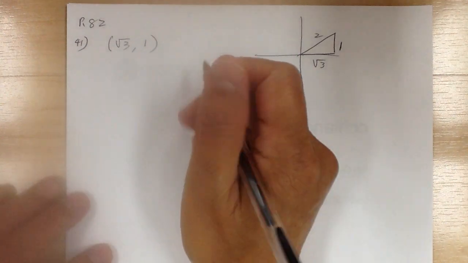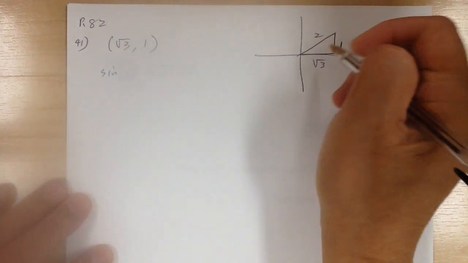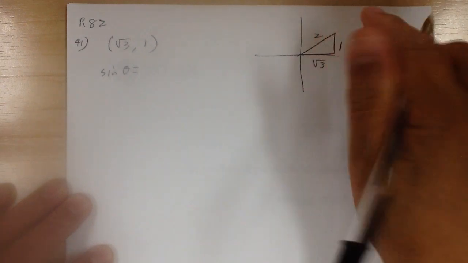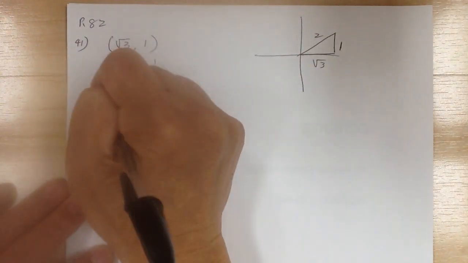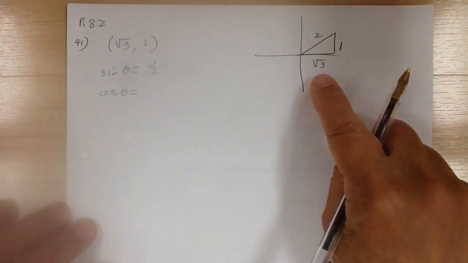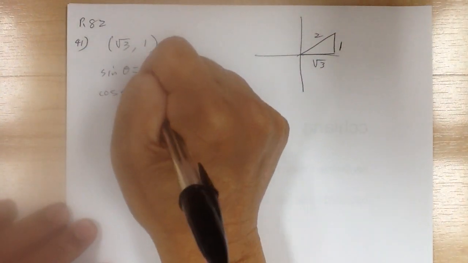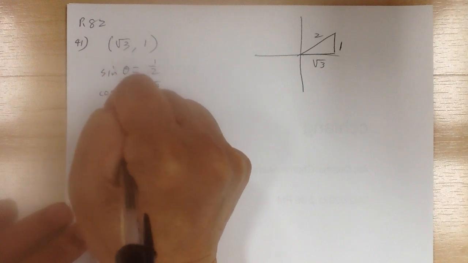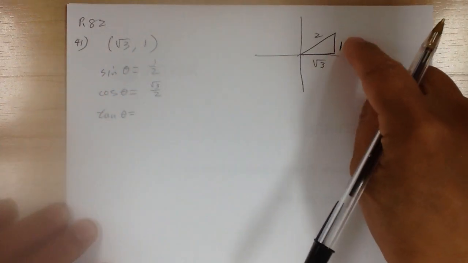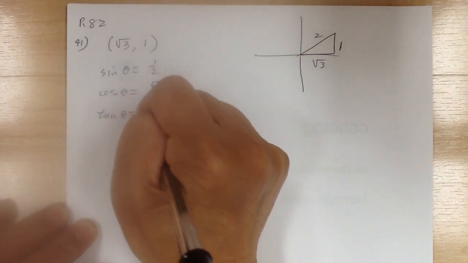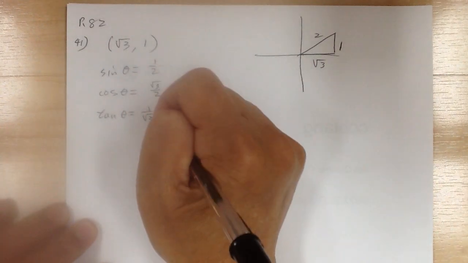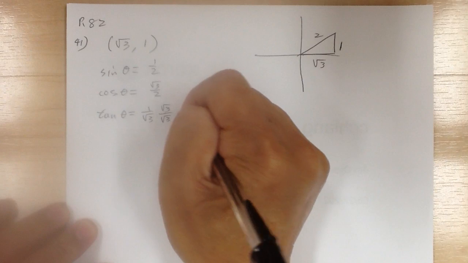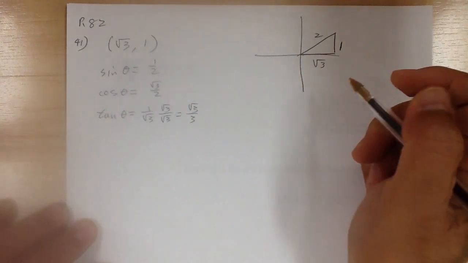Okay. And so from here, once you do that, then you can find sine of theta equal to vertical over hypotenuse equal to 1 over 2. Cosine theta equal to horizontal over hypotenuse would be square root of 3 over 2. Tangent theta equal to sine over cosine would be 1 over square root of 3. And to simplify, you multiply by square root of 3 over square root of 3. So this will equal to the square root of 3 over 3.